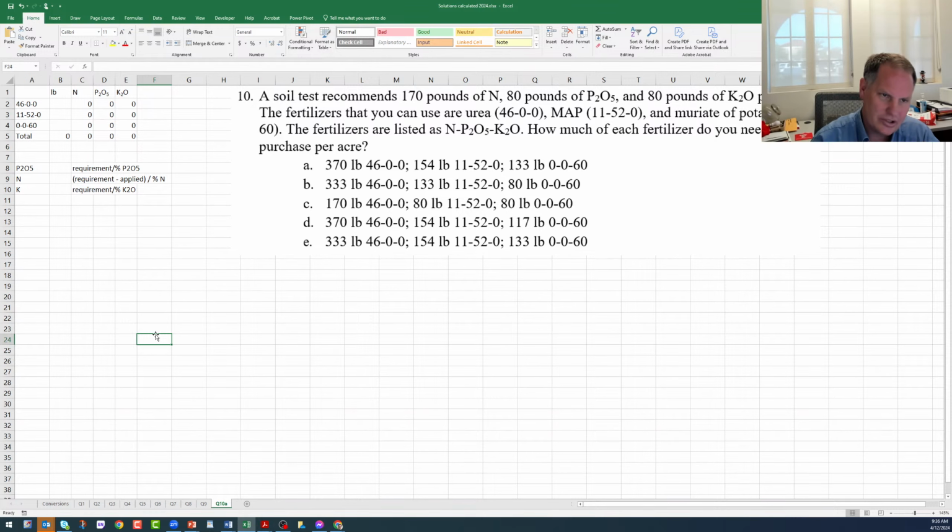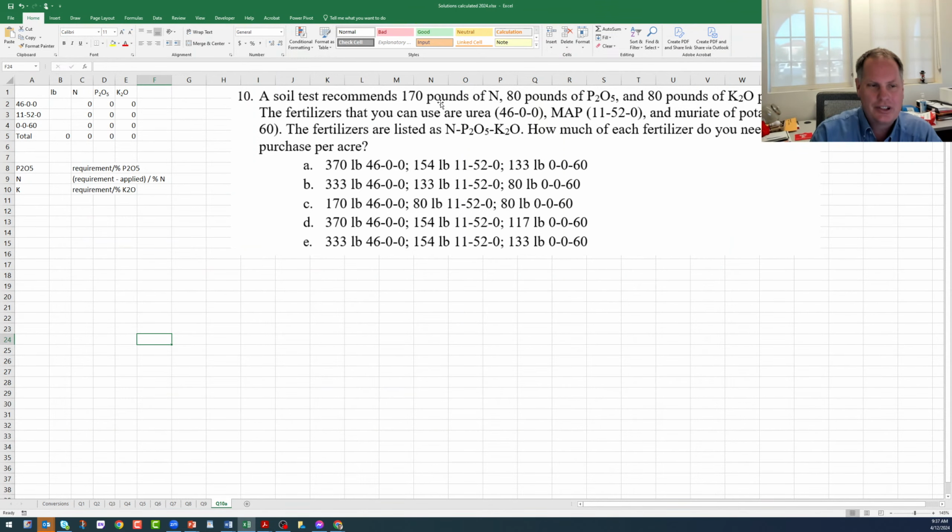All right, question 10. A soil test recommends 170 pounds of nitrogen, 80 pounds of P2O5, and 80 pounds of K2O per acre. Be aware in this case, if we put elemental P, you would have to do an additional conversion. If we did elemental K, we would have to do an additional conversion. For purposes of this, we decided not to have you do that additional conversion. So let's jump into this a little bit here.